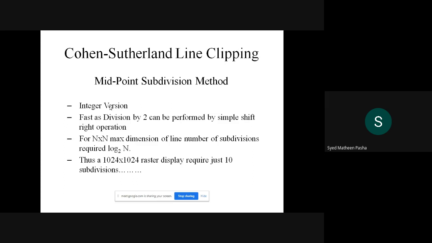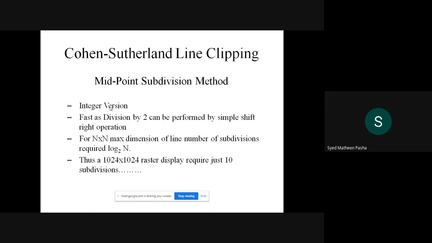Okay, it will calculate the midpoint of the line. Once it has calculated the midpoint of the original line, it will calculate the midpoint of the two divided lines. Once it has calculated the midpoint of the different lines, it will start clipping the region which is lying outside that particular window.